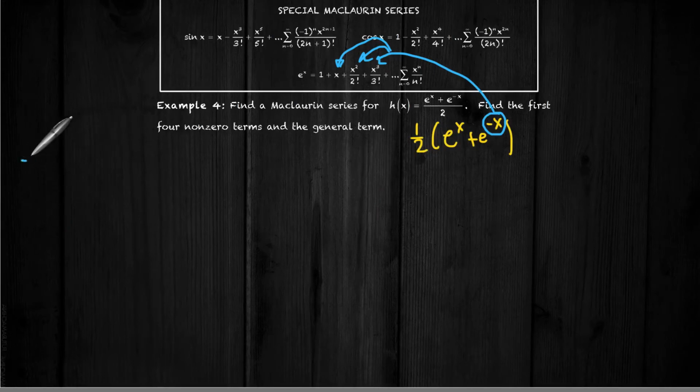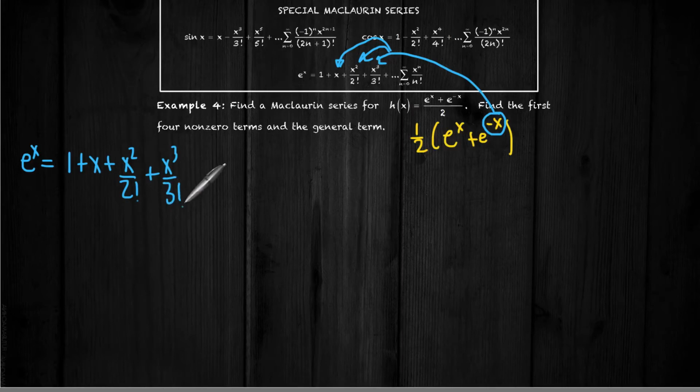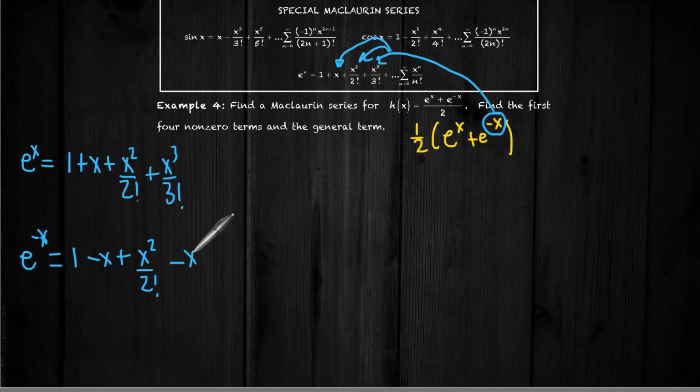e to the x we can write as 1 plus x squared over 2 factorial plus x cubed over 3 factorial. And those are the first 4 terms. And e to the negative x simply means to go in and replace these x's with negative x. So that's going to be 1. This x is going to turn into negative x plus, now negative x squared is still going to be positive. So we'll write that there. But if you have a negative number to an odd power, that's going to make it negative. So the next term is going to be negative x cubed over 3 factorial.